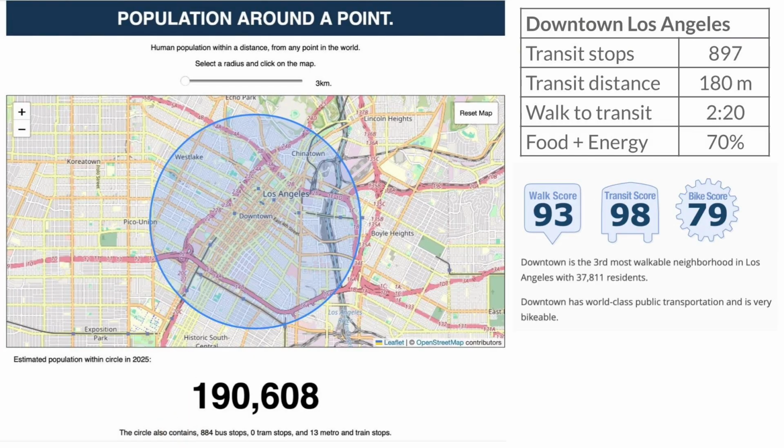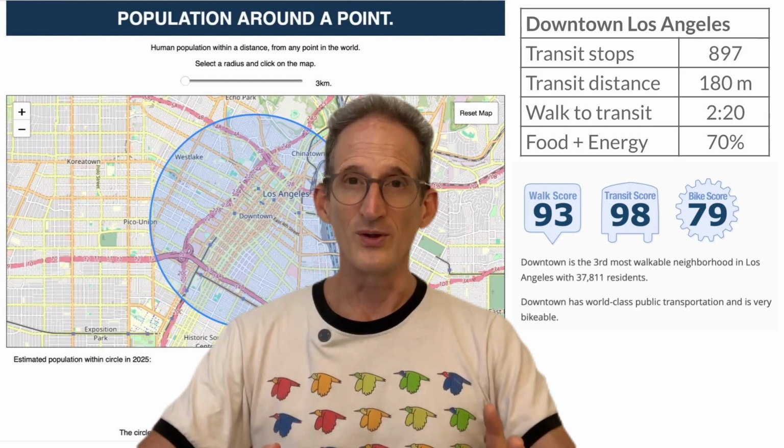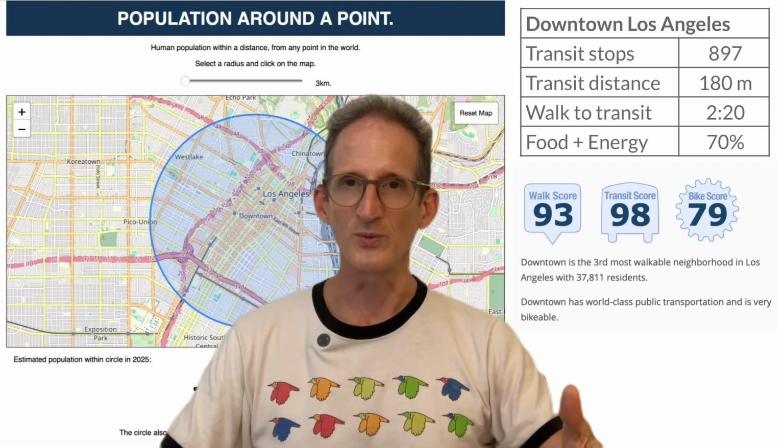Here's the downtown area, and as you can see, with a respectable 190,000 people, there's an astonishing 897 transit stops. That means the average distance between stops is just 180 meters, which most people could walk in 2 minutes and 20 seconds. The walk score is 93, the transit score is 98, both of which are nearly ideal, and the bike score is 79. Not bad at all. But to me, the most amazing thing is that the food and energy score is 70%, meaning they could grow within that circle 70% of the food and produce 70% of the energy that they need day to day, if they build along the lines of Edenicity. And I'll briefly summarize what that means in a little bit.